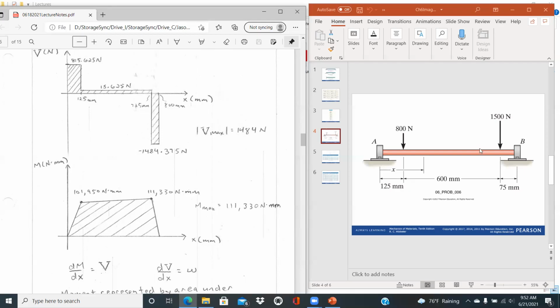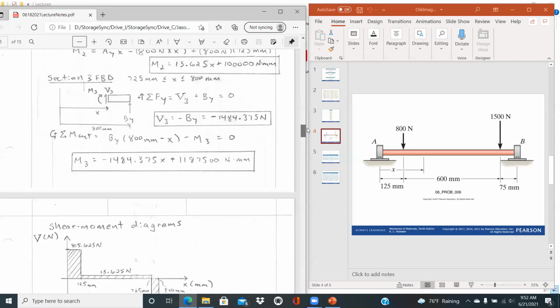But with respect to this particular problem here, the main thing that you're capturing from all of this is that the maximum moment is occurring at this 1500 Newton force and is 111,330 Newton millimeters. That we can use to figure out what the maximum bending stress is. And likewise, when we get to chapter 7, we see the maximum shear force. We could use that to find out what the maximum shear stress is for this particular beam.